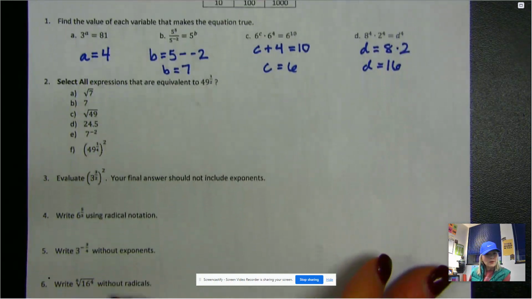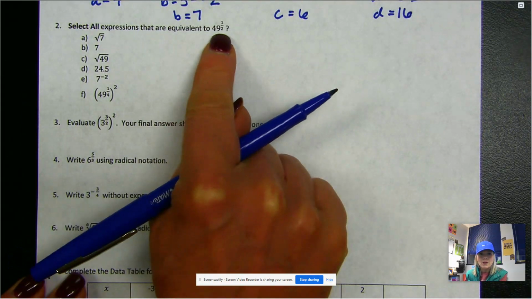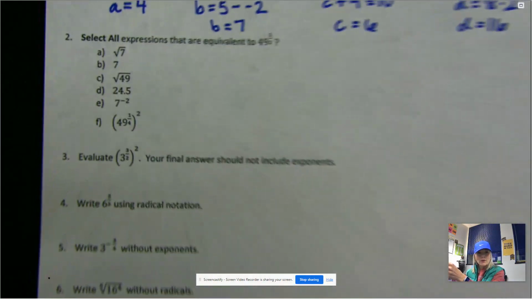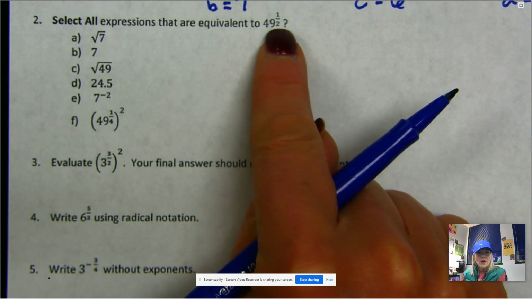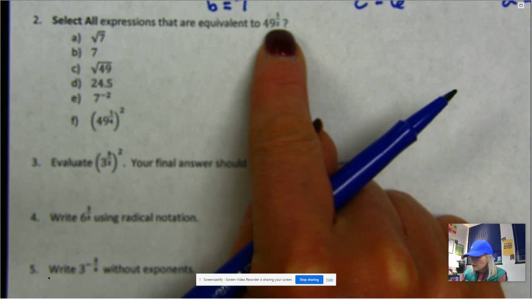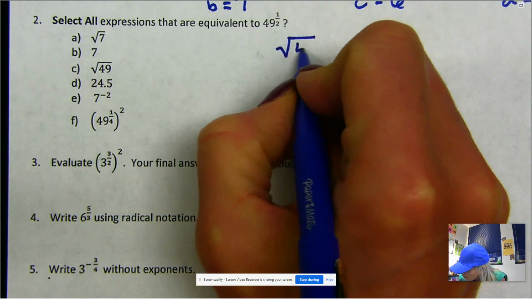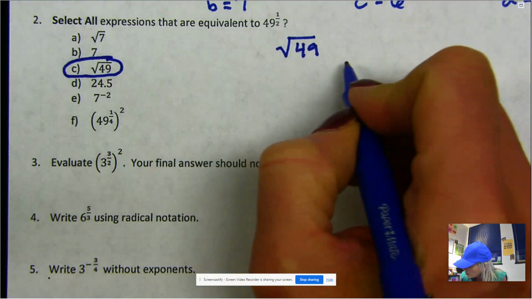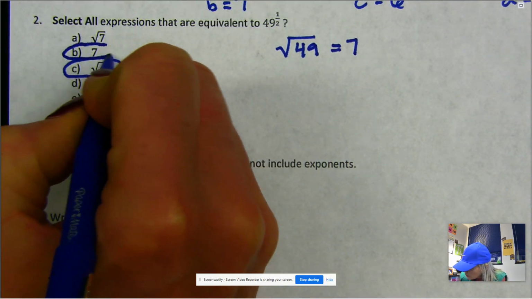All right, next we're going to look at expressions that are equivalent to 49 to the 1/2. So remember that rational or fraction exponents are another way to represent roots. The bottom or denominator of the fraction exponent is the type of root. So 49 to the 1/2 is a different representation for the square root of 49. So I'm going to select the square root of 49. And I know the square root of 49 is 7. So I'm also going to select 7.